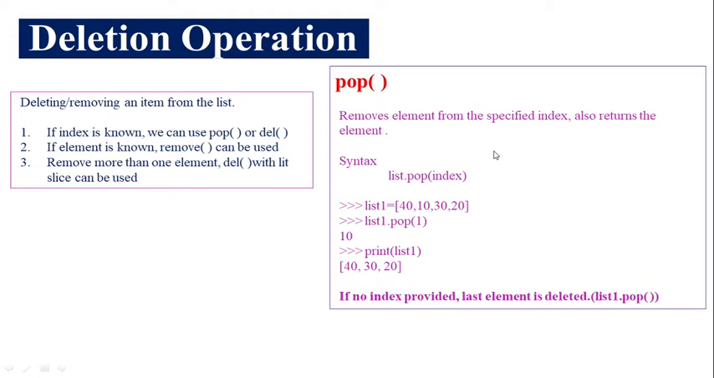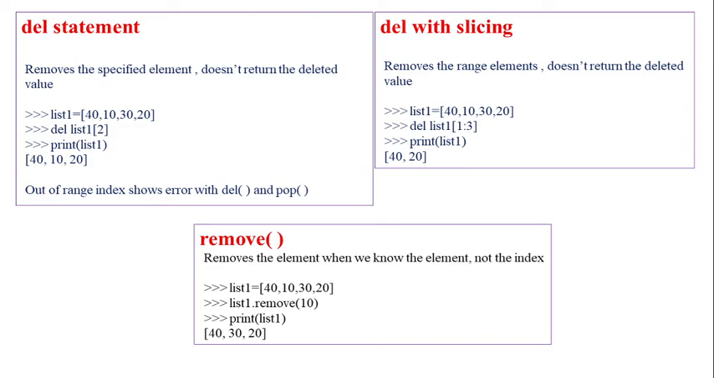The pop function removes an item from a specified index. That means it takes an index as a parameter and also returns the element. The deleted element will be returned. We have an example list 1 with 4 elements, then list 1 dot pop 1, where 1 is the index, then 10 will be returned, of course, that's the element which is deleted. If you fail to pass the index, the last element will be deleted. Hope you get it.